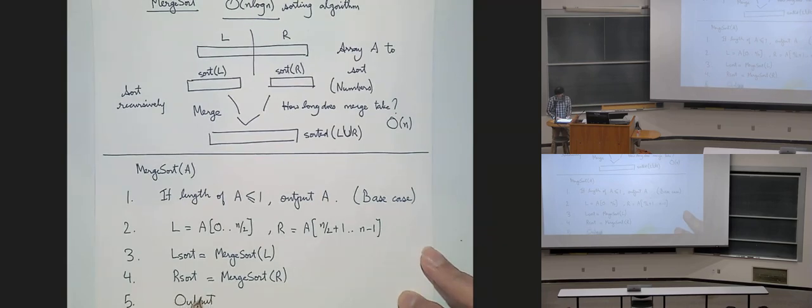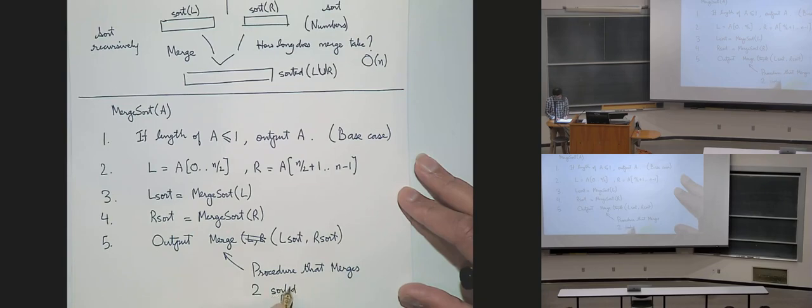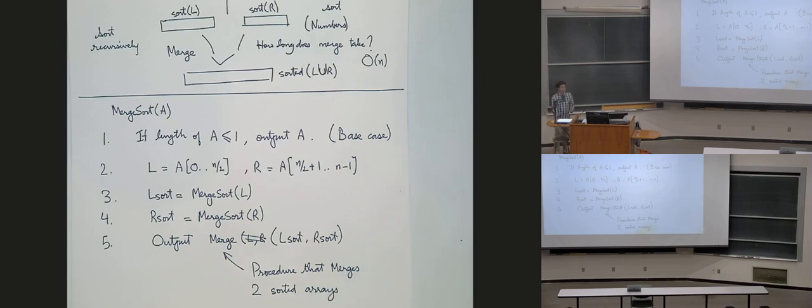And finally, what we do is you output merge of L sort and R sort. And this is a procedure that merges two sorted arrays. Yeah? And so how do you do a runtime analysis of this?